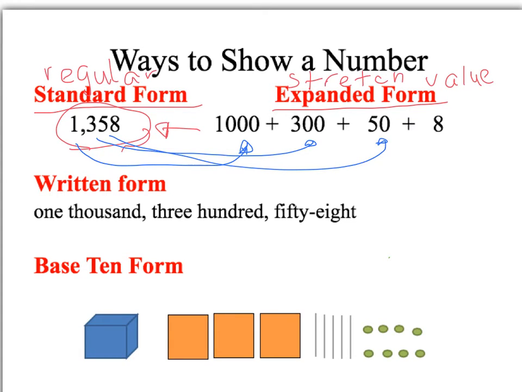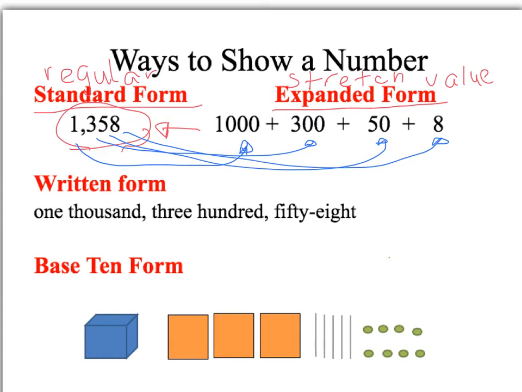That means there are 5 tens. Another way of saying 5 tens, 5 would be 50. So 10, 20, 30, 40, 50. The last number is in the ones place, which means that it is worth 8. It's just its regular value.